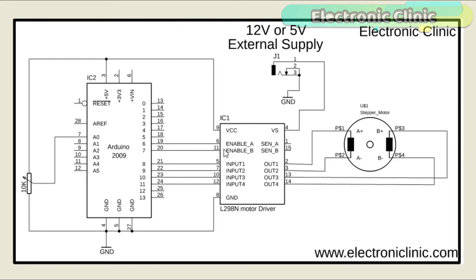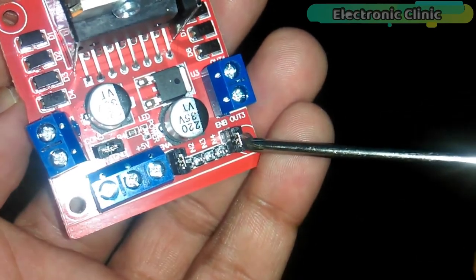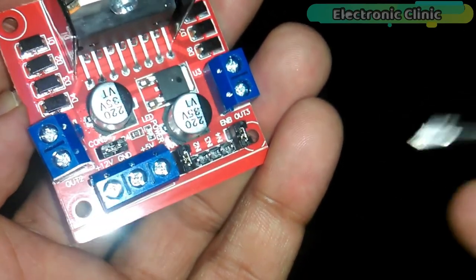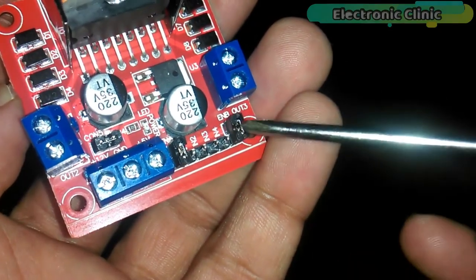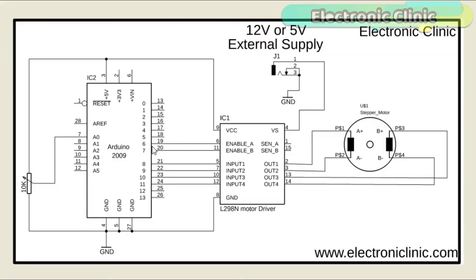The enable pins of the L298N motor driver by default come with jumper caps. So make sure you remove the jumper caps and connect the enable pins with the Arduino's pin number 6 and pin number 7. J1 is the DC female power jack. This is where we connect the external 12 volts or 5 volts power supply. And finally, connect the VCC of the L298N motor driver with the Arduino's 5 volts. Let me tell you once again, if you are using stepper motors with current ratings greater than 4 amps, then never use the L298N motor driver.